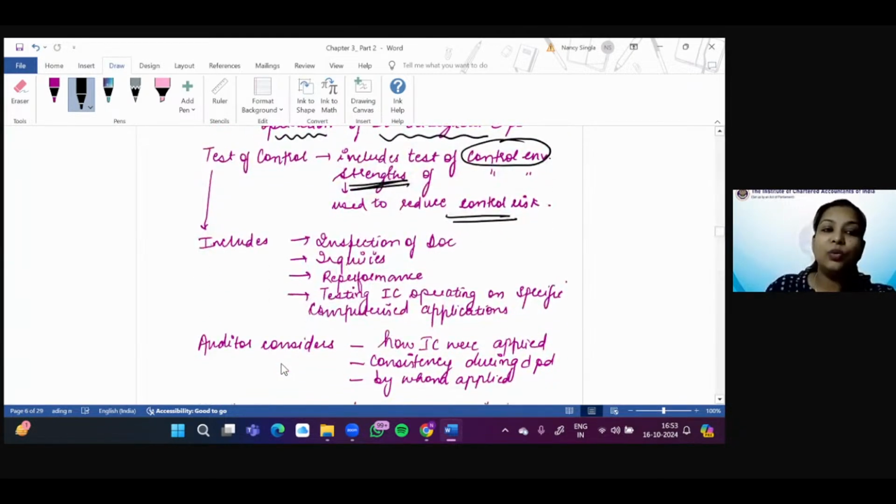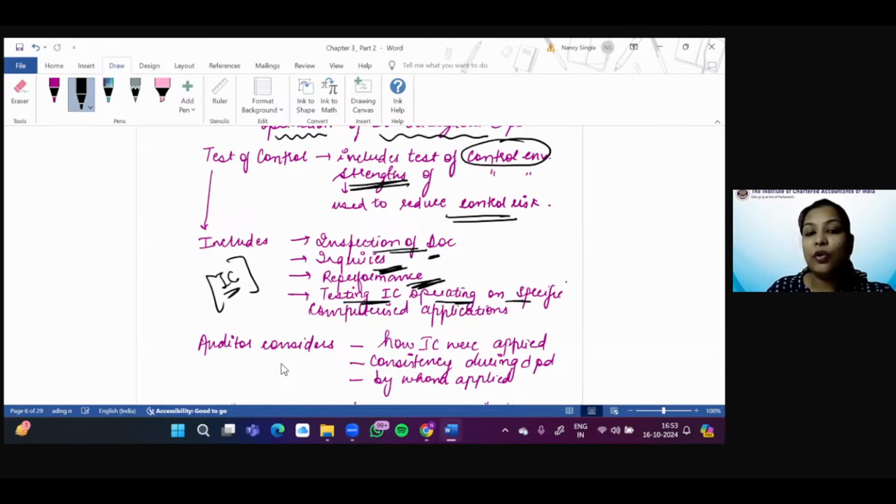And how will he do that? He may perform inspection of the documents. He may perform inquiries, re-performance. See, when an internal control is there, he may re-perform it. He may test the internal control operating on specific computerized applications. If there is, let's say, SAP or any computerized application which has been specifically used in the organization, he will test the internal control by re-performing the same, right?